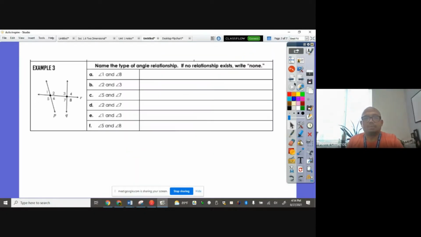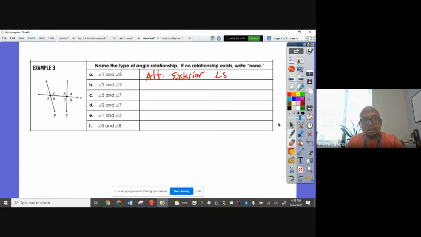Okay, so now let's try this one here. Name the type of angle relationship. If no relationship exists, write none. Angle 1 and 8. So this is my transversal line, line R, and I have here the 8 angles. So 1 and 8, they are both outside, so they're going to be exterior. And they're both separated by the transversal line, so it will be alternate exterior angles.